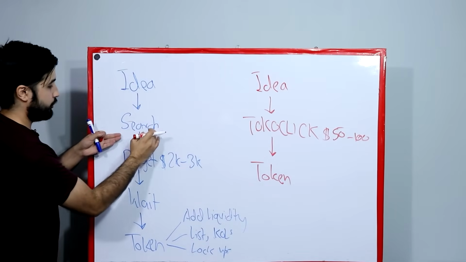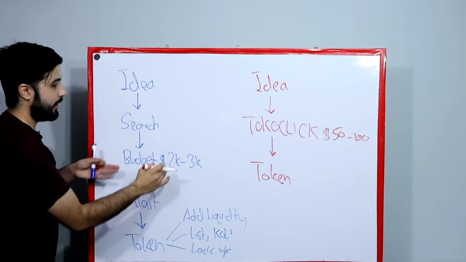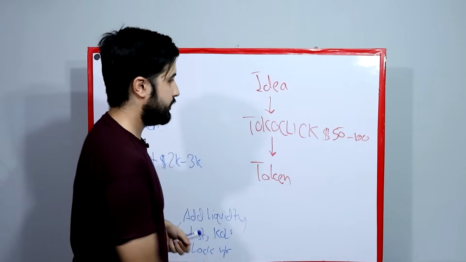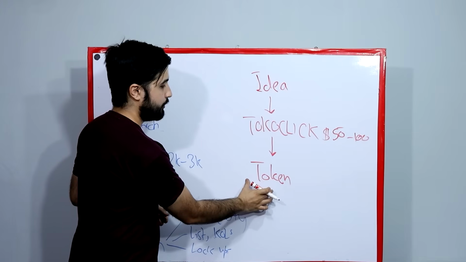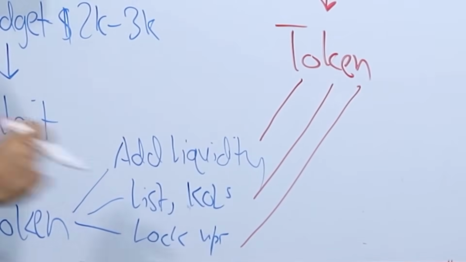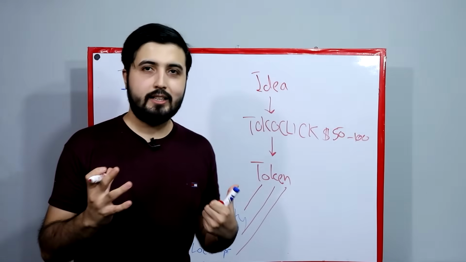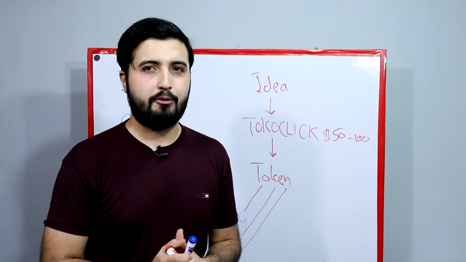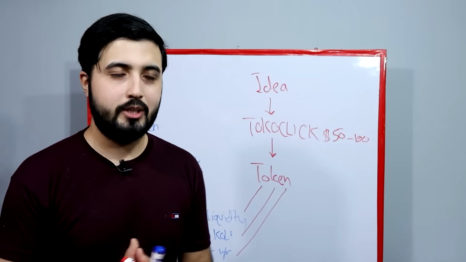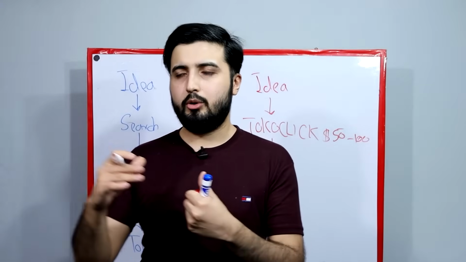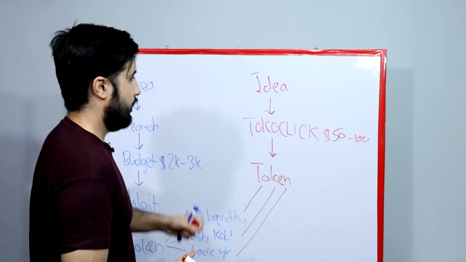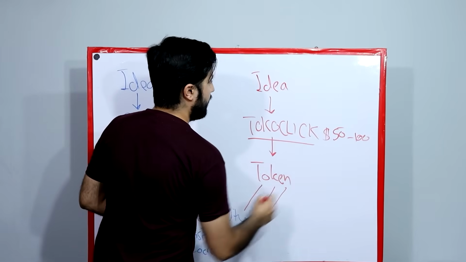Now you don't have to search, allocate budget, wait, and spend thousands of dollars. You use TOKOCLICK, spend maybe $50 or $100 and turn your idea into a token. And afterwards, you can do all these things within the platform. You can add liquidity directly from the platform. You can list your token. You can do the lockups. You can hire influencers. You can connect to dApps. It has a bunch of different services that they offer, all within this one platform.